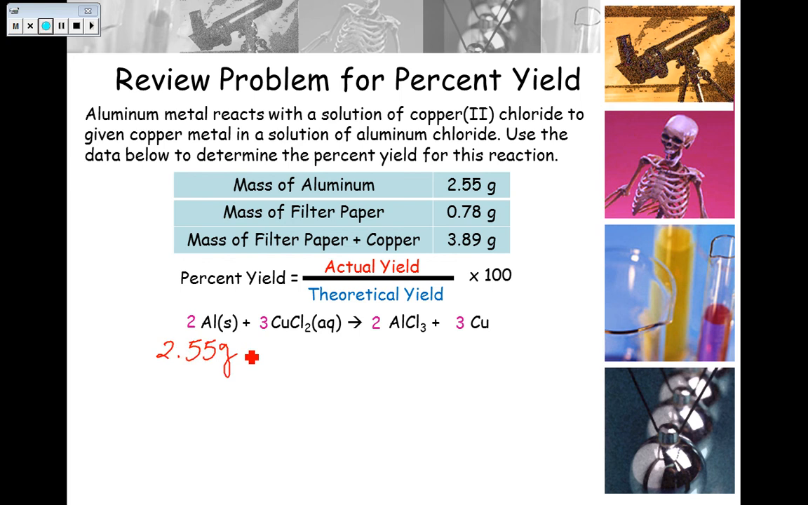Then it gives me the mass of filter paper and mass of filter paper and copper. Well, I know that filter paper is not part of the reaction, so I'm going to get rid of it by subtracting it out. Am I correct? When I subtract out the mass of filter paper and mass of filter paper plus copper, what mass would I be getting? Mass of the copper. Looking at my reaction, copper is on the product side. So that kind of tells me it seems as though I'm going from aluminum to copper, correct? So I'm going to subtract this out and you should get 3.11.